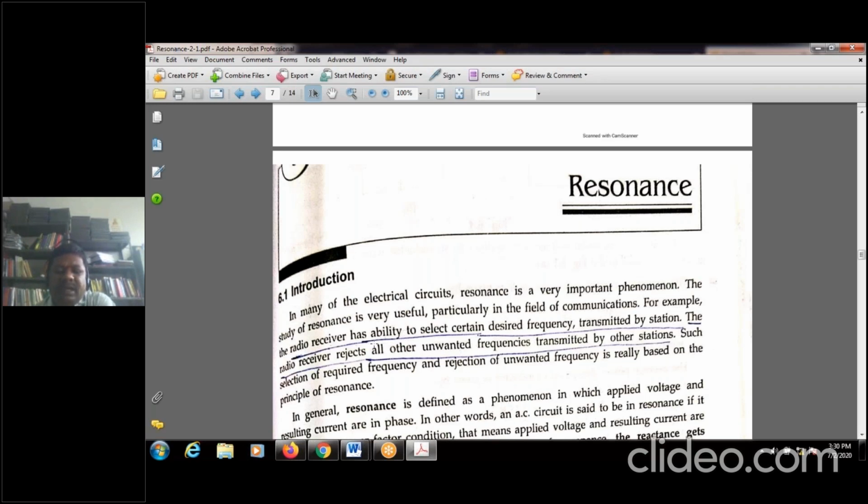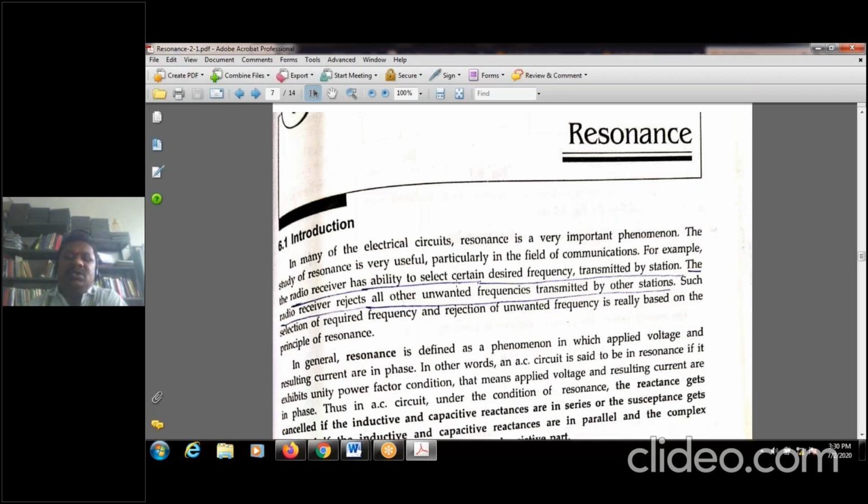The main property of a radio receiver is its ability to select a certain desired frequency transmitted by the station, and the radio receiver rejects all other unwanted frequencies transmitted by the other stations. The main function of a receiver is that it is able to receive only a particular frequency and reject all other frequencies generated by other stations. That means these resonance circuits are also called frequency selective circuits.